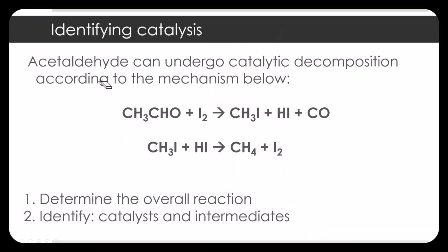Let's take a look at an example. Acetaldehyde, which is this one right here, can undergo catalytic decomposition according to the following mechanism. I want you to identify the catalysts and intermediates and then determine the overall reaction. Each of these is an intermediate step. So identify catalysts and intermediates and then add together what's left to get the overall reaction.